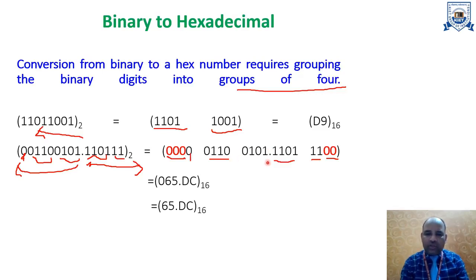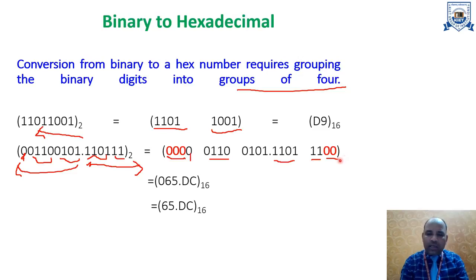So 0101 is equal to 5, so 5 is here. 0110 is equal to 6, 6 is here. It is absolutely 0, then 0 comes here. Now for the fractional part, it is 1 plus 0, 1 plus 4 plus 8, it is 13, which is a D in the hexadecimal.